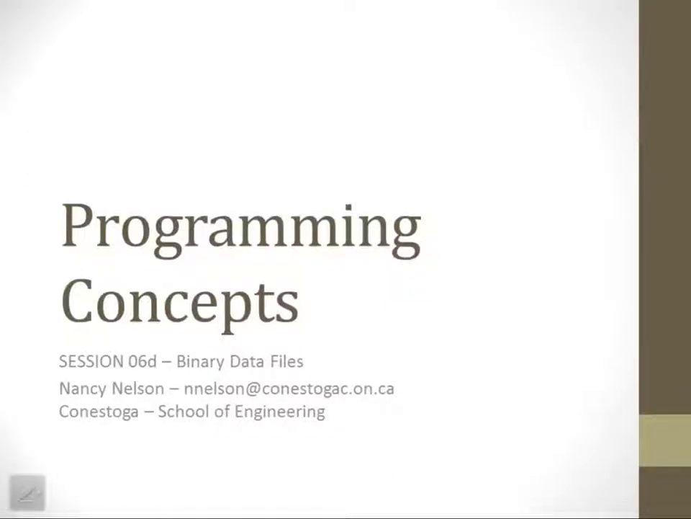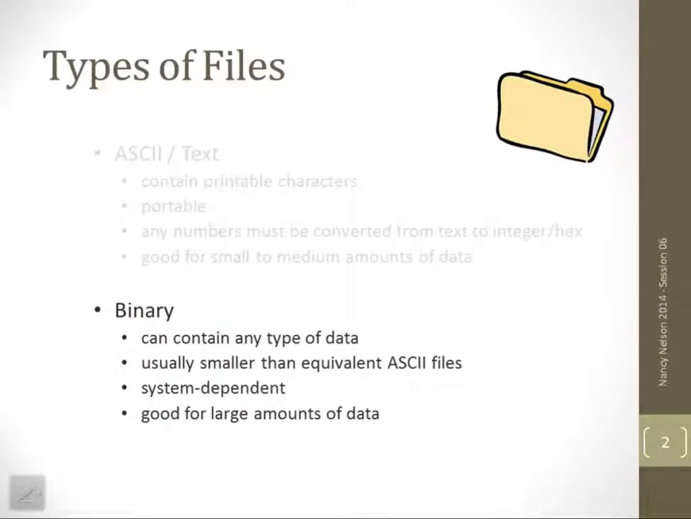In this session, we're going to look at binary data files. Binary data files are those that can contain any kind of data. So we might have floating point numbers, we might have integers, we might have structures, we might have the contents of arrays. Any kind of information or combination of those types of data can exist in a binary data file. Remember that they're usually a little bit smaller than the equivalent ASCII files, and that's because we don't need the formatting that's associated with our ASCII or text files.